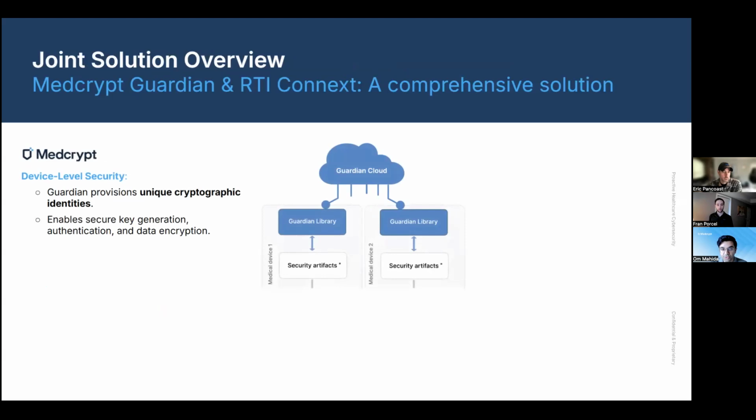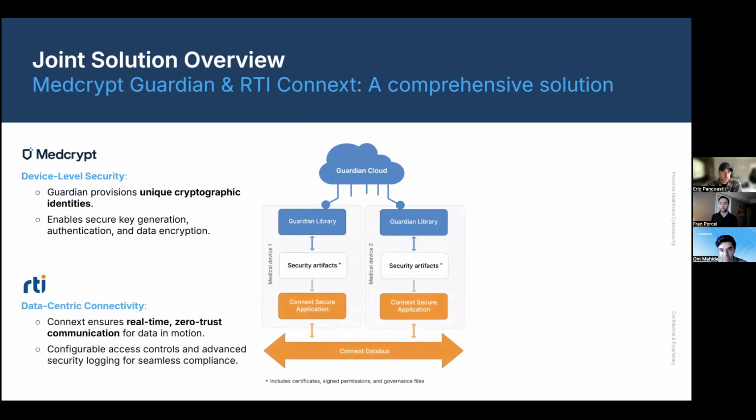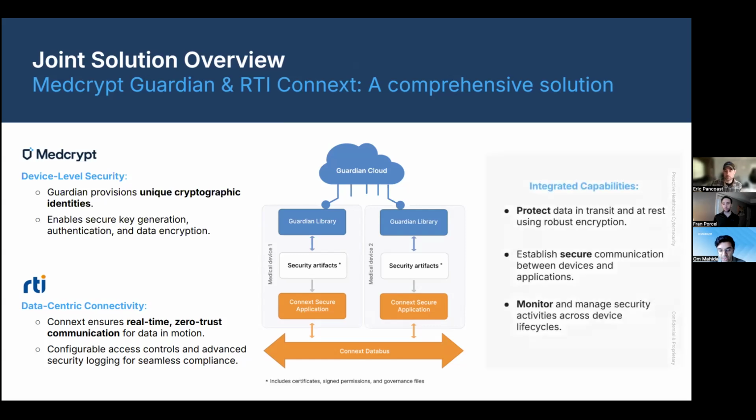So when we look at a joint solution, bringing Medcrypt's cryptography solution around device level security, you can have each device have unique identities. You can do things like make sure you're having unique key generation on each device for each service to ensure data is encrypted and you have good authorization controls in place. And then using RTI's DDS Secure extension to make sure you can ensure those complex requirements when it comes to the actual clinical device, in terms of real-time data and communication constraints on performance, are able to be met.